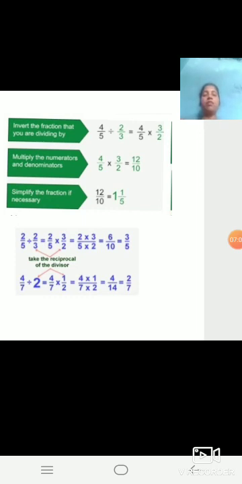See one more example. 4 by 7 divided by 2 is equal to 4 by 7 into the reciprocal of 2, which is 1 by 2. Then multiply numerators and denominators, 4 into 1 and 7 into 2. 4 1s are 4, 7 2s are 14. So the answer is 2 by 7. 2 2s are 4, 2 7s are 14.